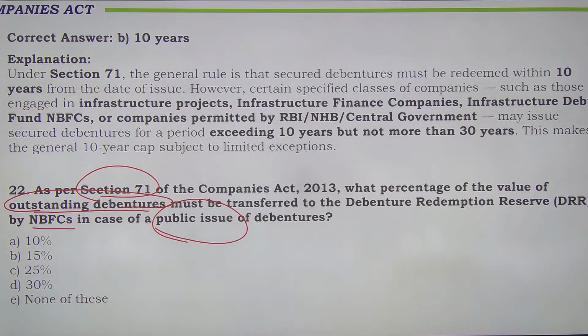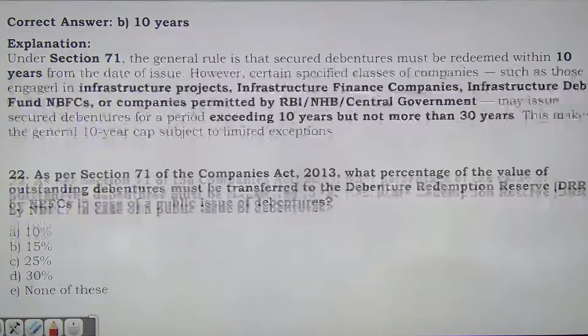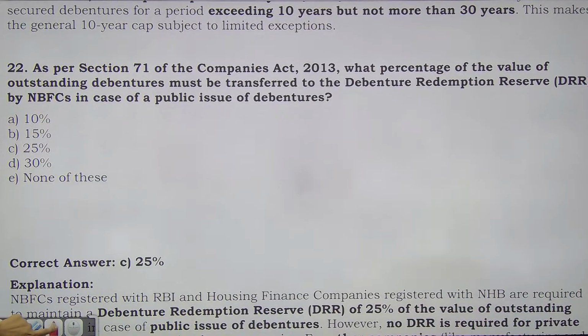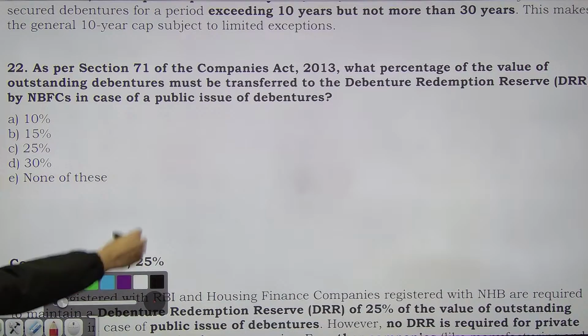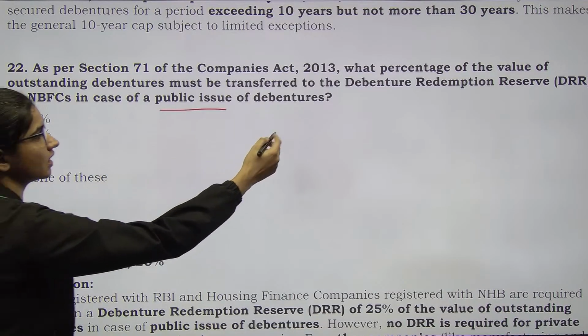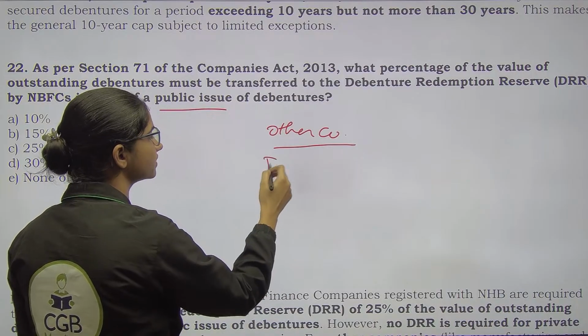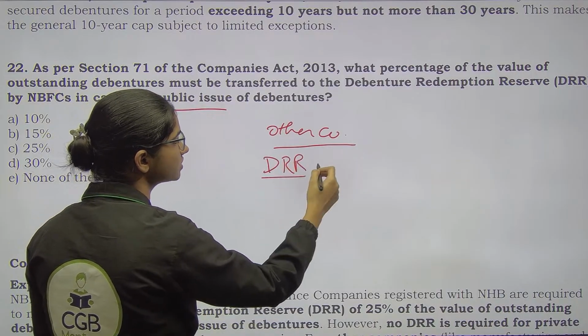Yes, so the answer here is 25. Okay, so in case of NBFCs, if there was a scenario of public issue of debentures, or for any other company also, the percentage of DRR that has to be created in a normal scenario is 25%.